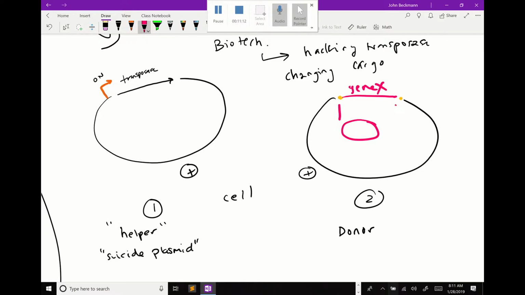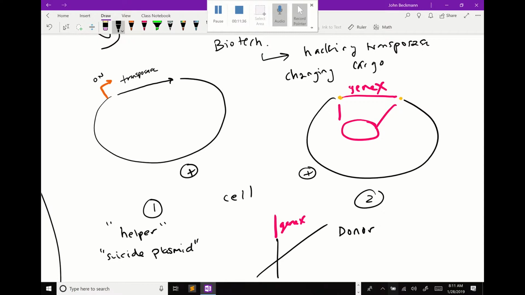And it's going to pop gene X out of the donor plasmid, and it's going to insert gene X onto a chromosome. Does that make sense? So this is an insertion mechanism. We can use this. We can use transposons to insert a gene of interest onto a chromosome.